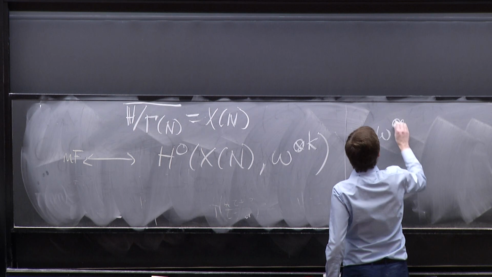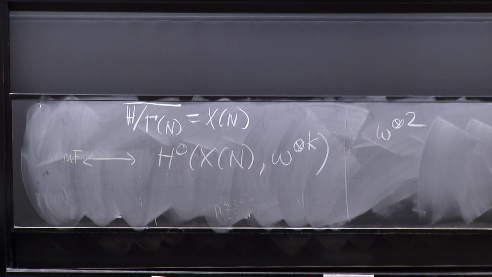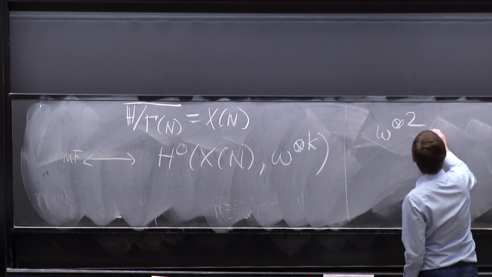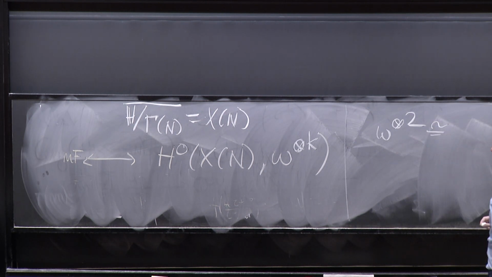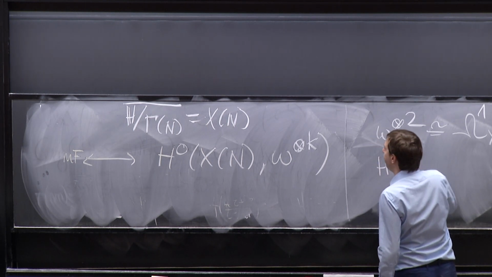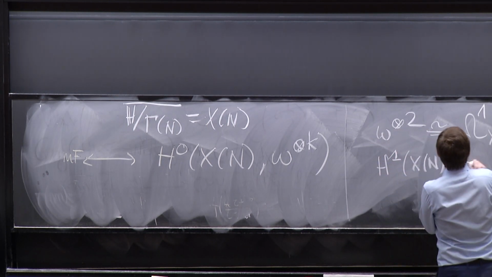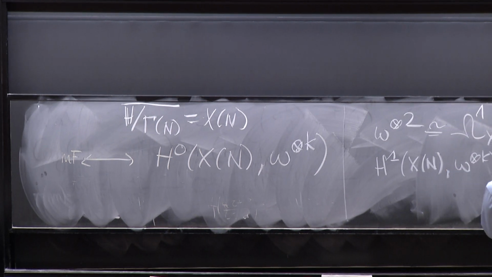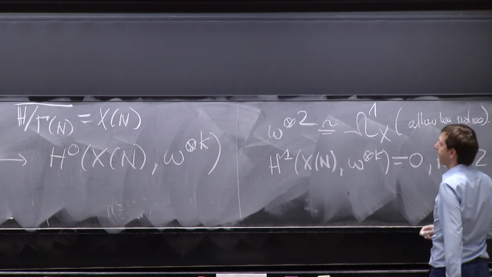And one reason, and let me not ignore the cusps, is that the square of this sheaf is basically the canonical bundle. Rather, the canonical bundle is telling you about cuspidal modular forms, and so I have to allow myself log poles at the cusps, poles of order 1. And so what that means is if I take the first cohomology of X_N with omega to the k, this vanishes for k bigger than or equal to 2.